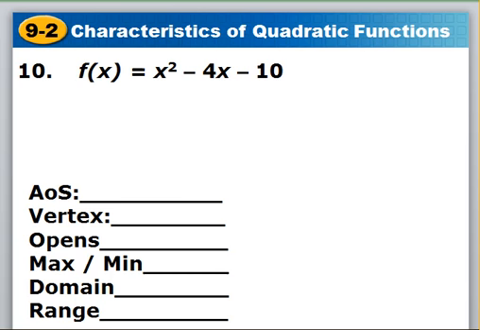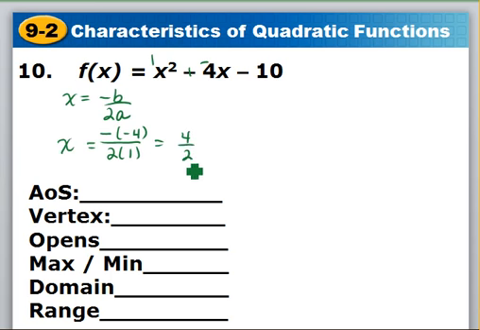Let's try another one of these problems. Let's go ahead and first use the formula, negative b all over 2a. So we're going to say that a is 1 and b is negative 4. Okay, so I'm going to have negative 4 all over 2 times 1. That gives me my axis of symmetry to be 4 over 2. So my axis of symmetry is 2.